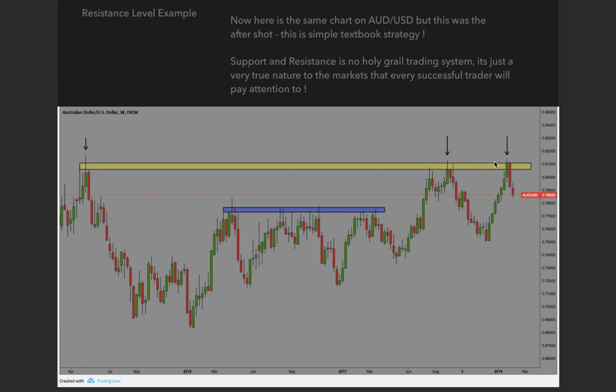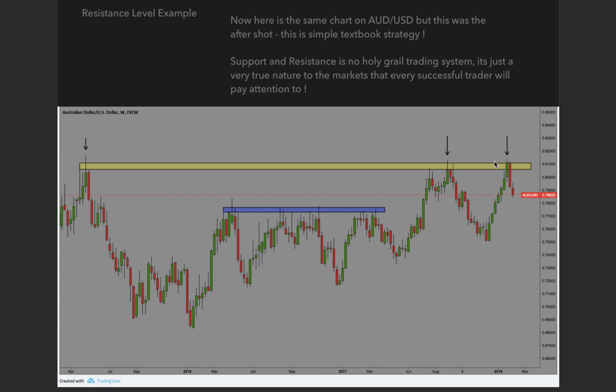Now, support and resistance, it's not a holy grail. It's not a godlike system that's just going to make you generate tons of profits on a daily or weekly basis. It's a nature of the markets. It's what the markets do. And it's something that if you can really learn, you can be very, very accurate in the market.